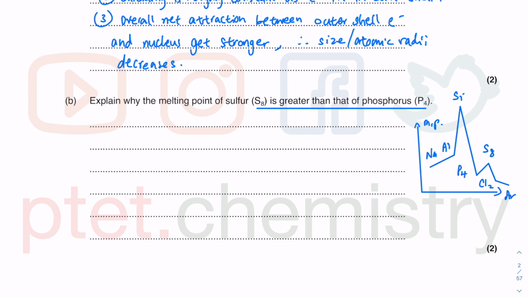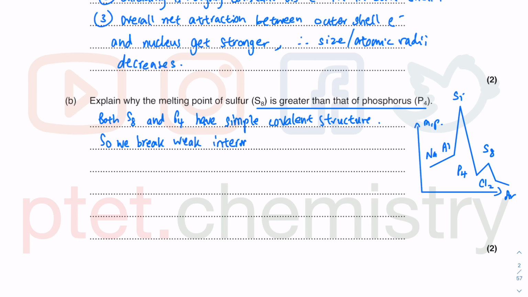In the end, we're looking at the total number of electrons in the molecules. Both S8 and P4 have simple covalent structure. So it's always about structure and bonding. Because you have simple covalent structure, we break only weak intermolecular forces, and in this case it's an element, so there is no permanent dipole. So specifically what we are breaking is just the temporary or induced dipole.